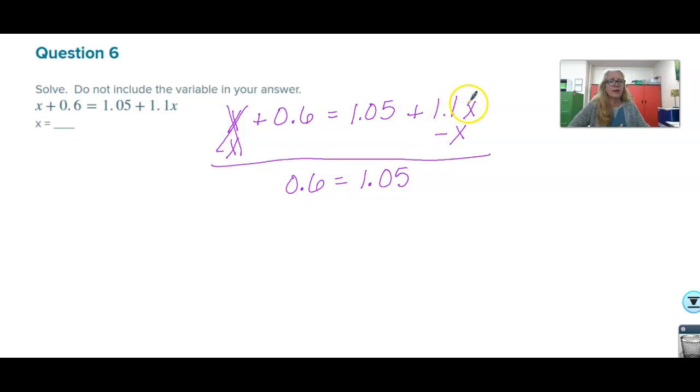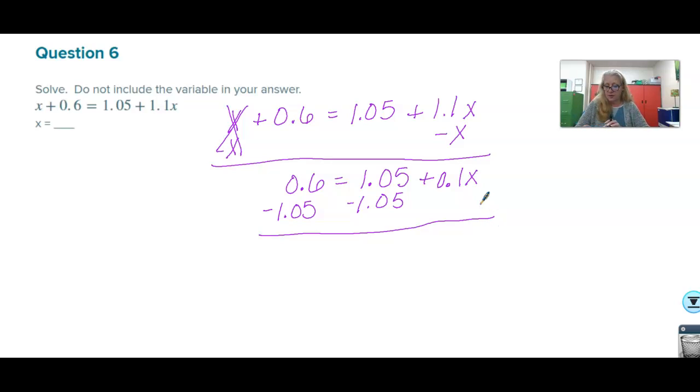And then 1.1x minus 1x is 0.1x. I guess I could put a 0 there. 0.1x. Okay. Here's my variable term. I want to get that by itself, so I need to get rid of this 1.05. I do that by subtracting 1.05 from both sides. And don't get bogged down in this. Just whip out the calculator.